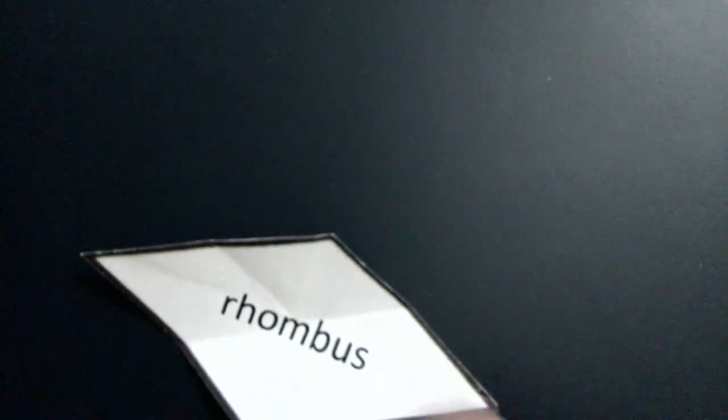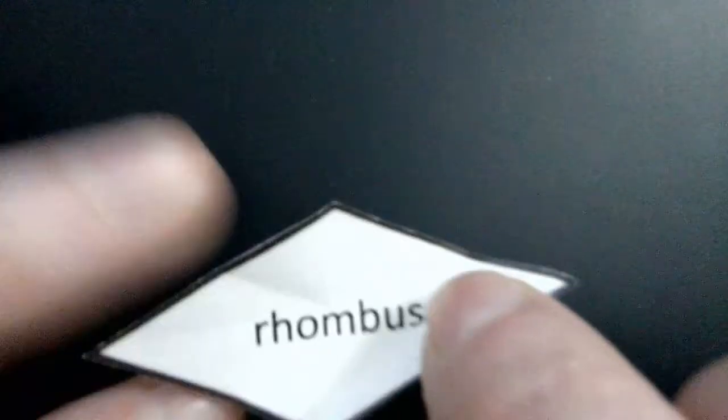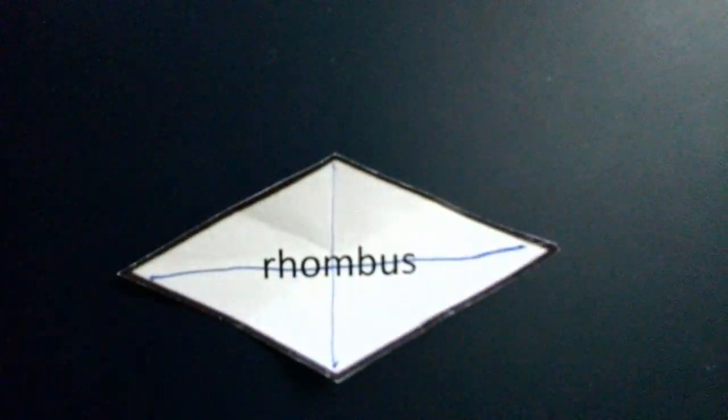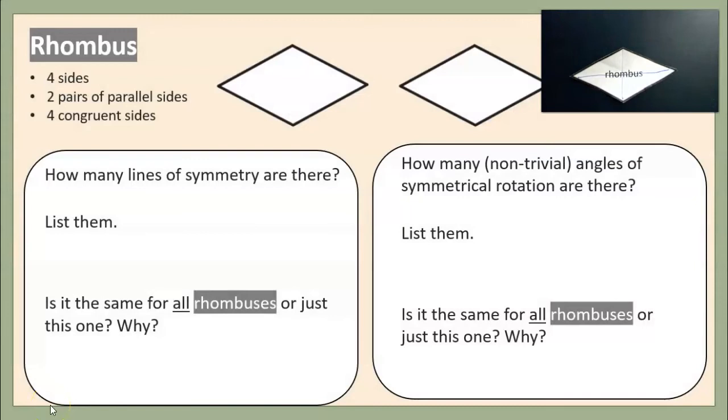Is there anywhere else we could? So that was the bisector, that was the bisector. If we tried anywhere that wasn't a bisector, we know that wouldn't work because it's not in the middle. I think that might be all of them. I think it might be just this one and that one. So how many lines of symmetry are there? Well, we said there are 2, and we said it's both diagonals this time. We'll come back to this question.